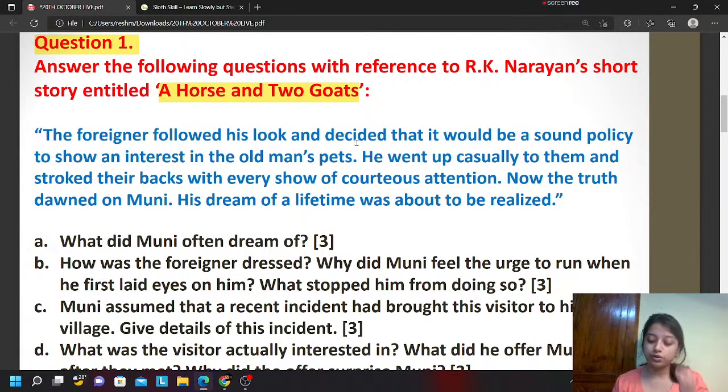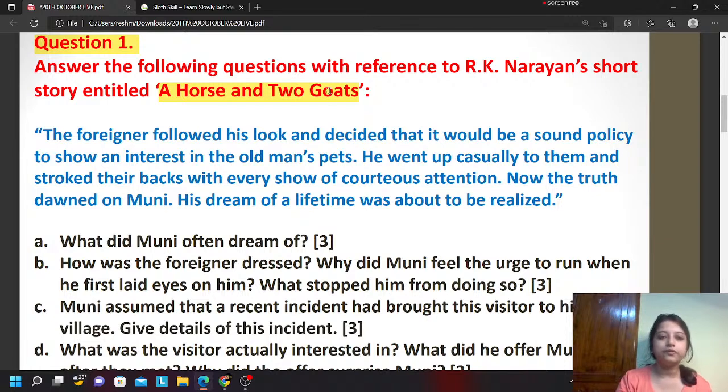So if we sit with our books, in our books we will move to page number 51, I guess. Yes, 51. First, let us open the book so that even if we are not much prepared, we can answer the questions. First, move to the first page, that is 52, a horse and two goats. Now, let's read the extract.